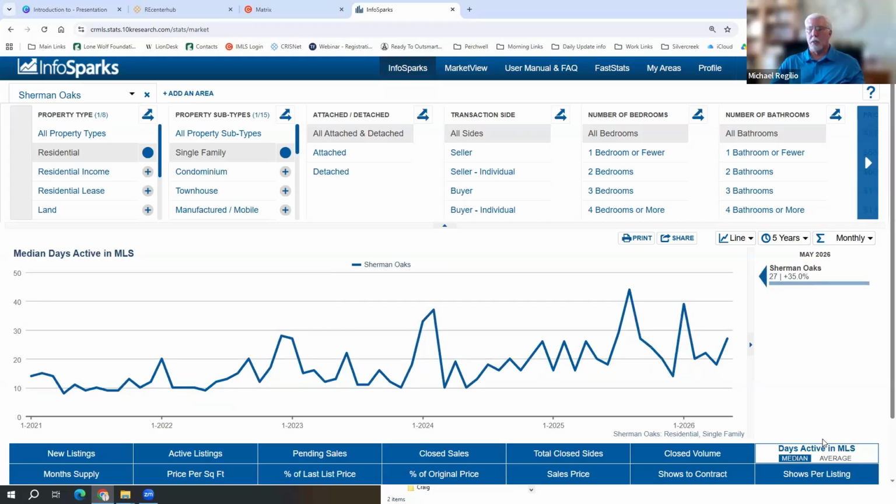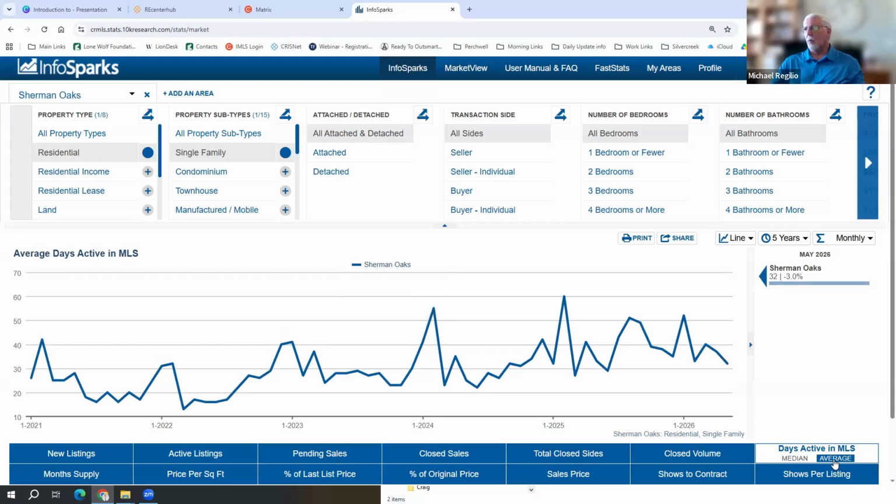But this is important to show buyers also, to say, hey, that property's been on the market for 35 days. In reality, the average is 32. So we're really not outside of the norm where the seller is going to give a 30% discount on the price because it's been on the market and they're desperate now, right? We're just getting into the selling time frame at 32 days. So that's your days active in the MLS.